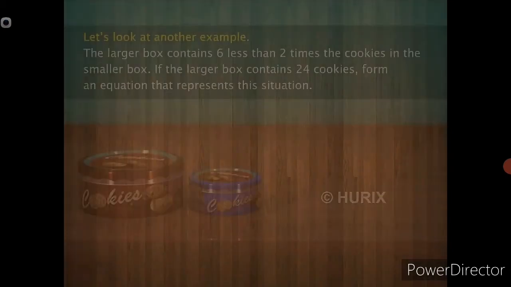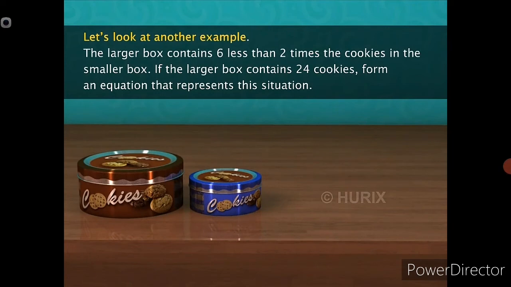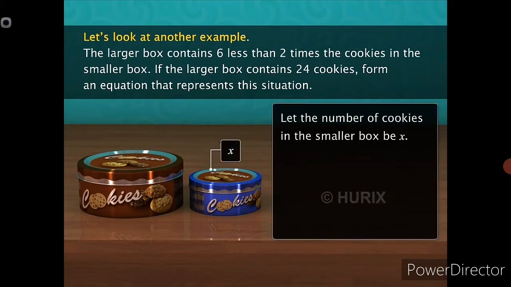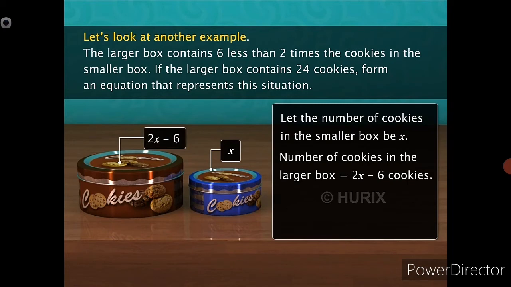Let's look at another example. The larger box contains 6 less than 2 times the cookies in the smaller box. If the larger box contains 24 cookies, form an equation that represents this situation. Let the smaller box contain x cookies. The larger box contains 6 less than the product of 2 and x, which is represented as 2x minus 6. Given that the larger box contains 24 cookies, we have the equation as 2x minus 6 is equal to 24.